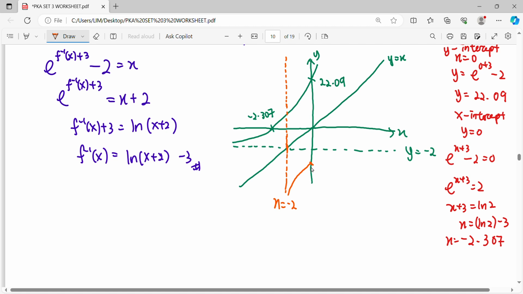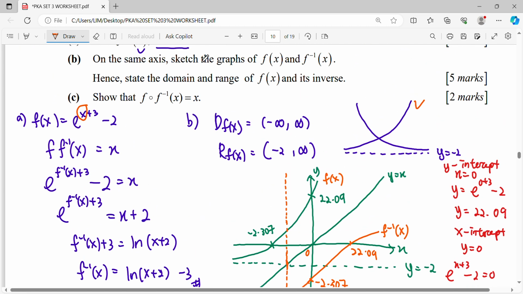Then try to be as symmetrical as you can. For this point, they intersect here. So it shoots up to 22.09. The asymptote is still down here. Then we label, don't forget to label. This is negative 2.307. This is f(x). This is f inverse. Then the reflection axis passes through the origin. Make sure everything is labeled, including the x-axis and y-axis.